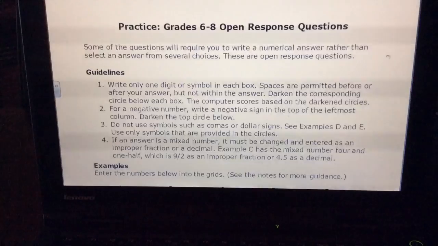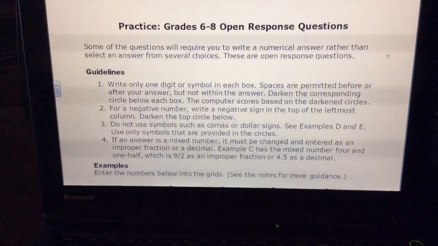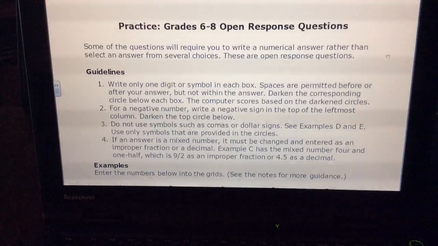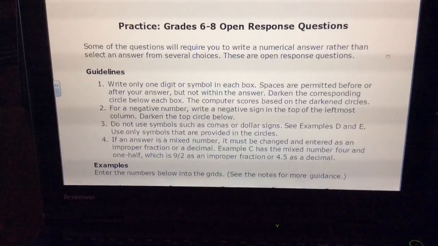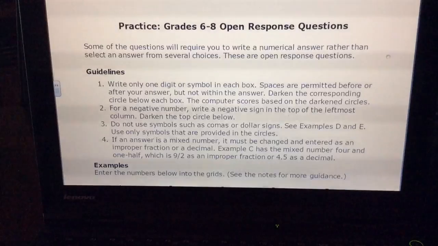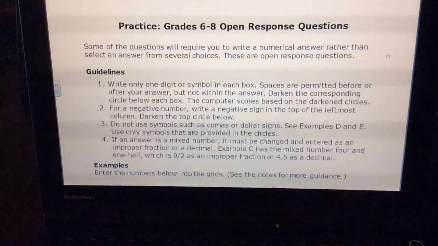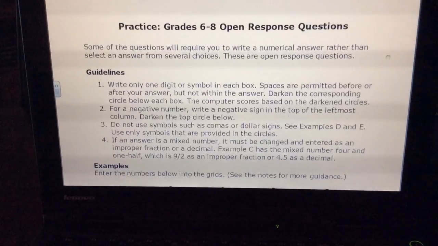So this says, some of the questions will require you to write a numerical answer rather than select an answer from several choices. These are open response questions. So here are the guidelines. Write only one digit or symbol in each box. Spaces are permitted before or after your answer, but not within the answer. So you can't have any empty boxes within your answer.